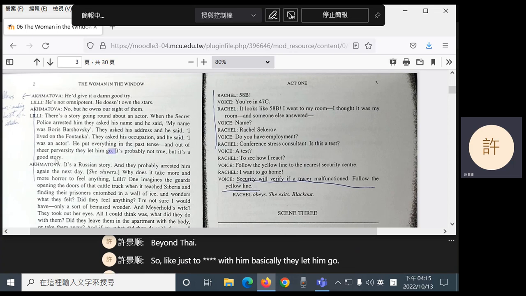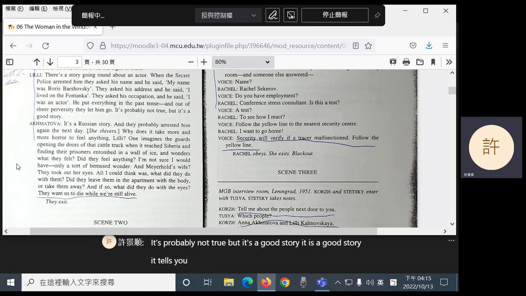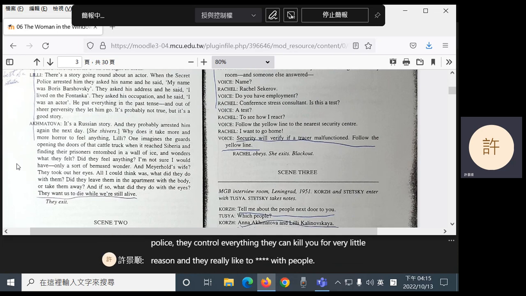It's probably not true, but it's a good story. It is a good story. It tells you everything you need to know about the secret police. They control everything. They can kill you for very little reason. And they really like to fuck with people. So this is the kind of society that they live in.